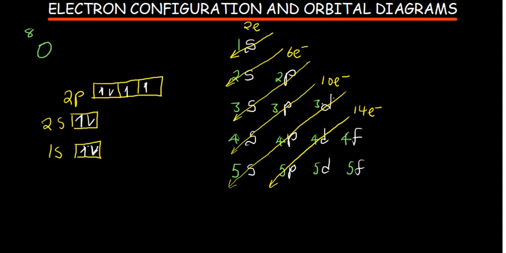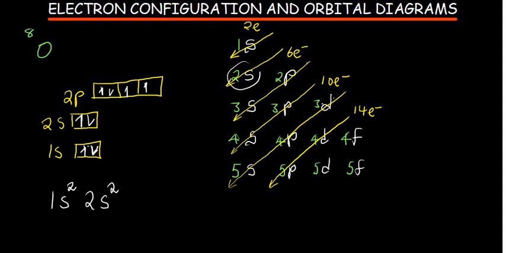So we have filled this orbital diagram for oxygen, but the electron configuration for oxygen is going to be: you start with the 1s. The 1s orbital can accommodate a maximum of two electrons. We put a 2 on top, and then we go to the 2s orbital. The 2s also can accommodate a maximum of two electrons. We put a 2 on top.